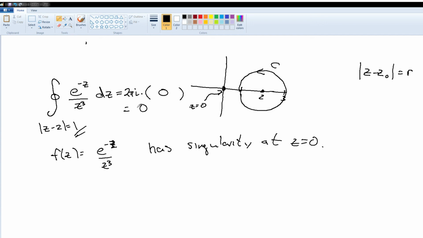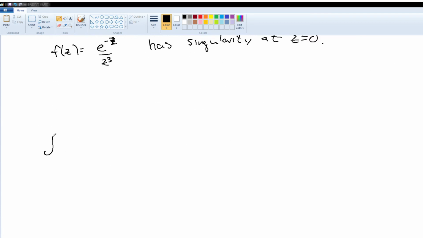In general, if you have a function which has no singularities on the contour or inside the contour that you're integrating over, then the integral must be 0, because there are no residues inside. That would be different, of course, if we integrated the same function but over a different circle.